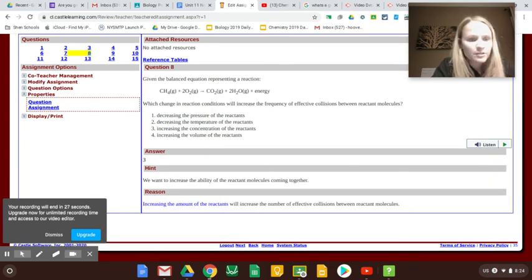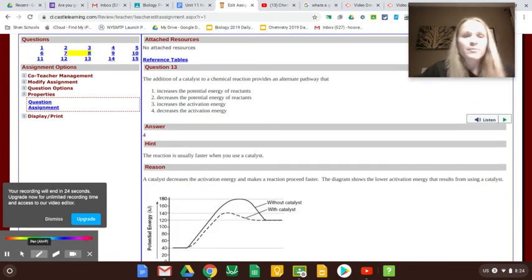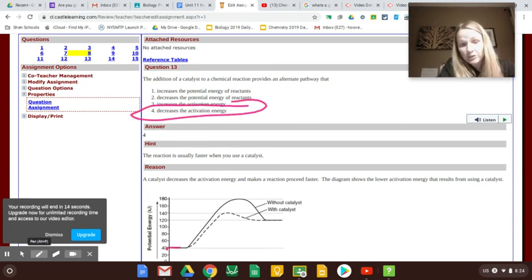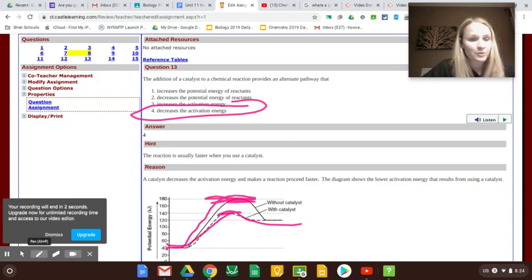Next question. The addition of a catalyst provides an alternate pathway, so it's going to decrease the activation energy. And they show a nice picture here. Normally for this reaction to get going, you have to have like 180 kilojoules of energy. But once you add the catalyst, you only have to get up to 140 now. So it's going to be easier and therefore faster. You will see that over and over again.